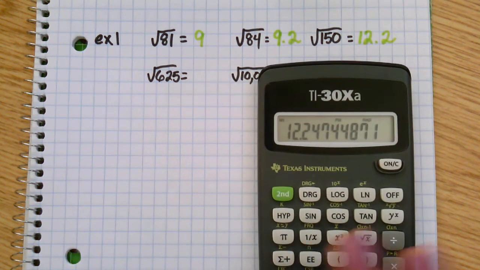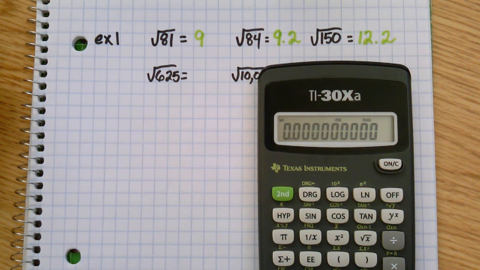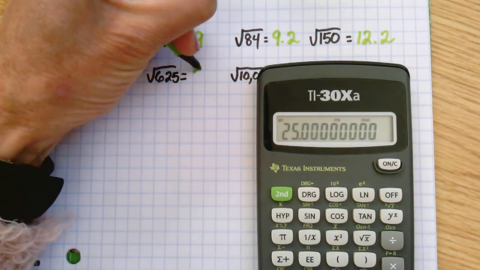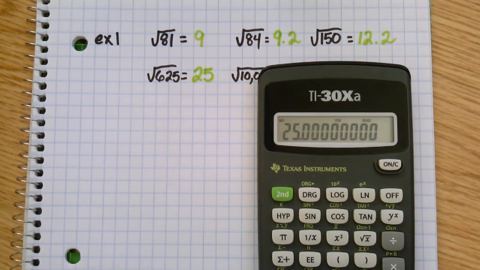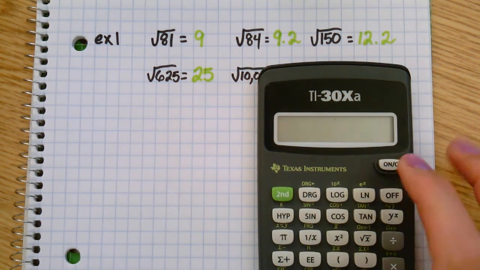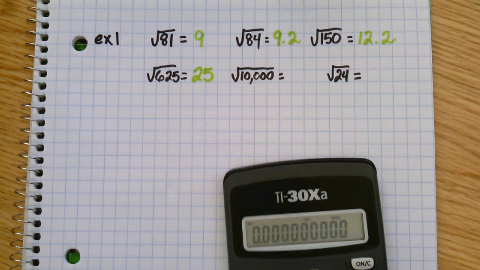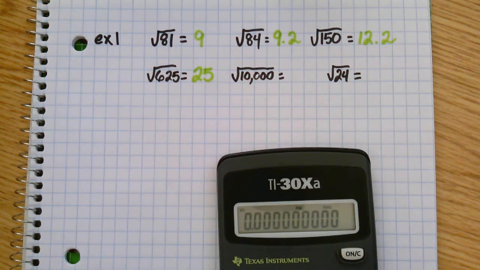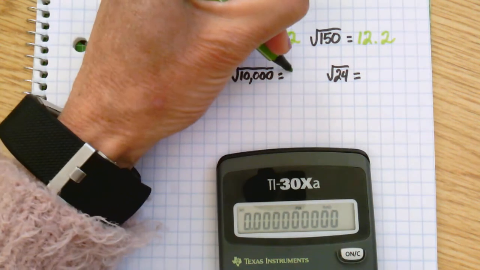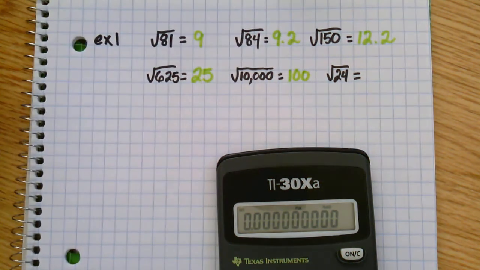Square root of 625. I have that one memorized, but it didn't appear in our perfect square list because it's much larger than the numbers that we use. So you could always use your calculator for this. Do 625 square root, and you see that it is a whole number. It's 25. Same thing with 10,000. What number times itself equals 10,000? You could use your calculator, or you might have that memorized. The square root of 10,000 is 100.